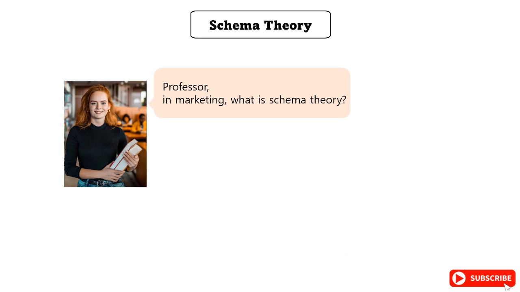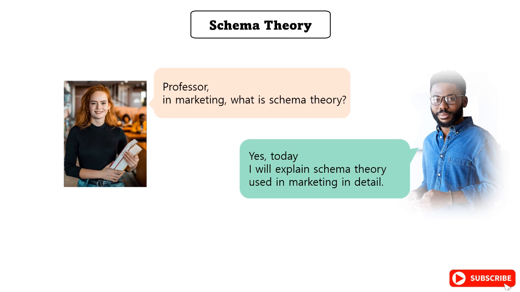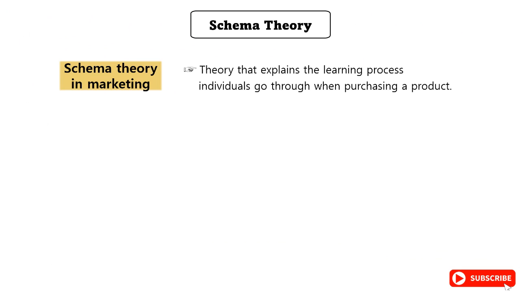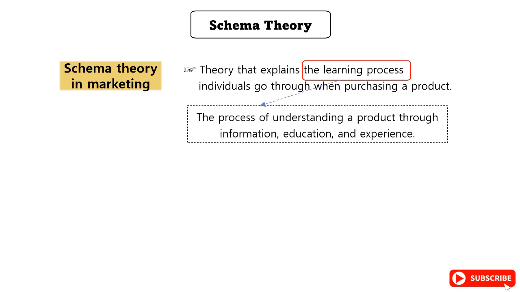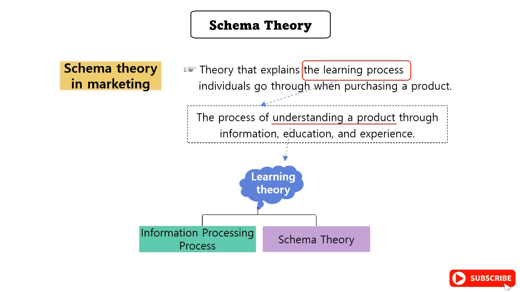Professor, in marketing, what is schema theory? Yes, today I will explain schema theory used in marketing in detail. In marketing, schema theory refers to the theory that explains the learning process individuals go through when purchasing a product. The learning process for a product refers to the process of understanding a product through information, education, and experience. There are two theories within the realm of learning theory: information processing theory and schema theory.